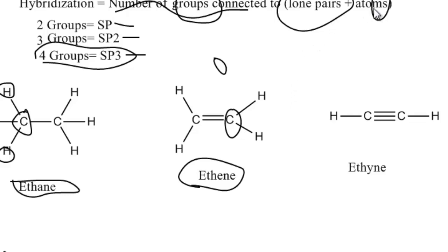To find the number of atoms, we have to count here. It's connected to one hydrogen, another hydrogen, and this carbon is connected to another carbon on the left through a double bond. So altogether 2 hydrogens and 1 carbon, which means it's connected to 3 different groups. If we add 3 and 0, that gives us 3. So the number of groups connected is 3, which means this is sp2.